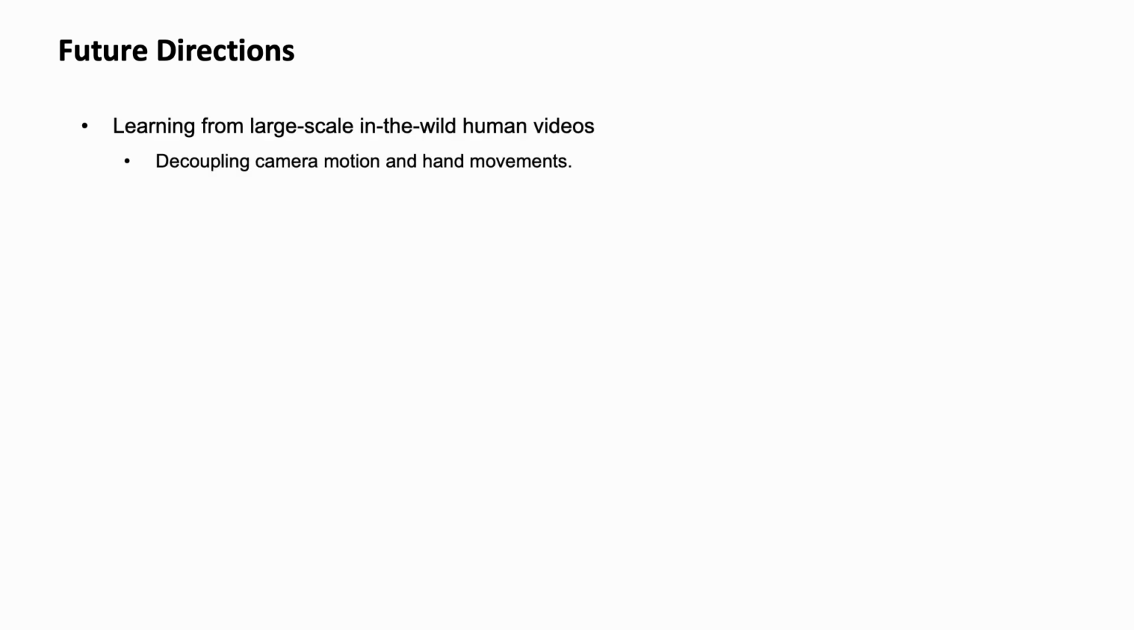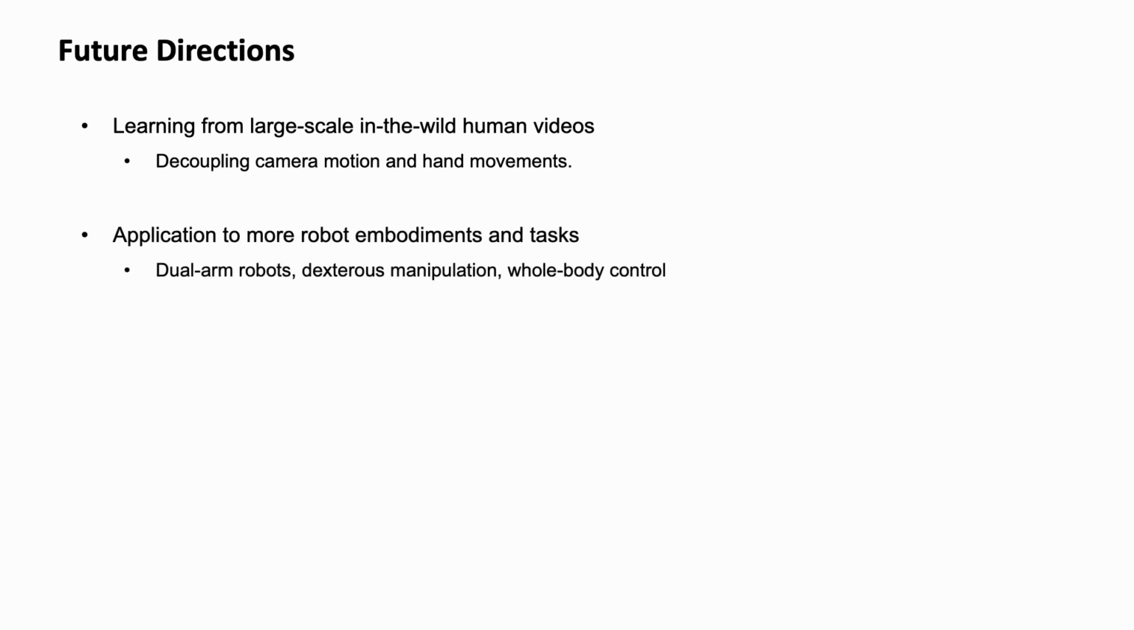Looking ahead, there are various future directions with latent motion tokens. For example, we can extend Moto to learn from large-scale in-the-wild human videos beyond Something-Something v2, which captures only simple human hand movements. We can also apply Moto to more robot embodiments and tasks like dual-armed robots, dexterous manipulation, and even whole body control.